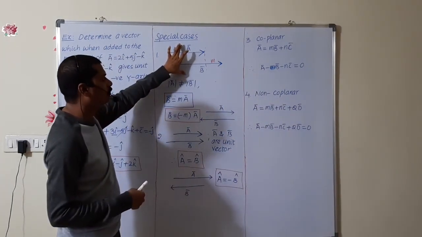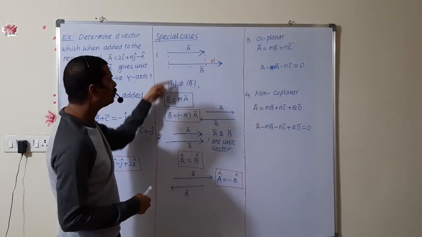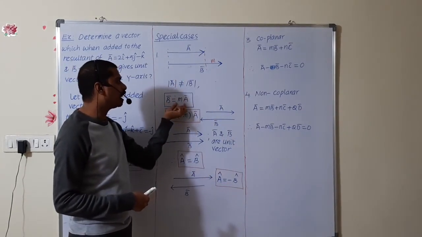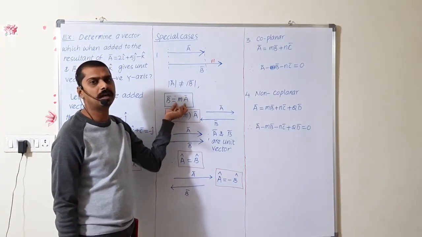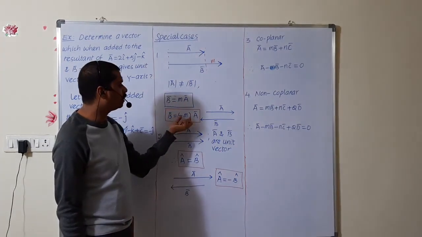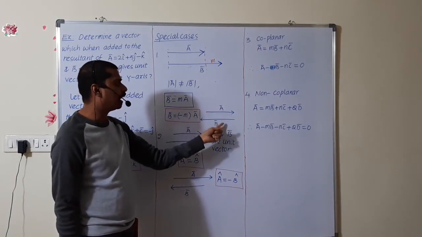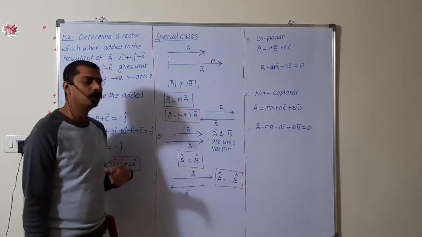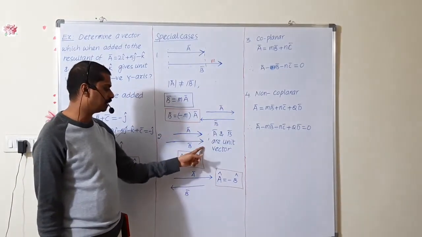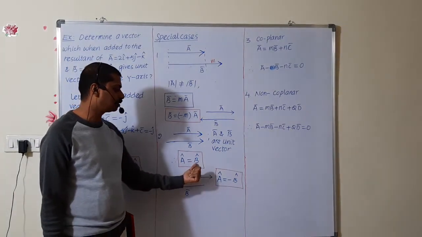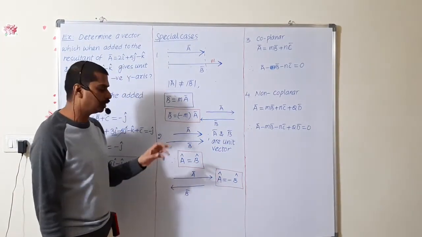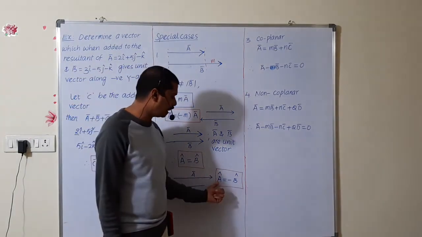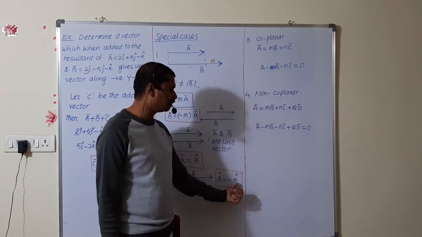Whenever two vectors are parallel, the formula we can write is: B vector is equal to M times A vector. The M value is positive when the two vectors are parallel. The M value is negative when the two vectors are anti-parallel. If the two vectors are unit vectors and parallel to each other, then A unit vector is equal to B unit vector. If the two vectors are unit vectors but anti-parallel to each other, the formula we can write is A cap is equal to minus B cap.